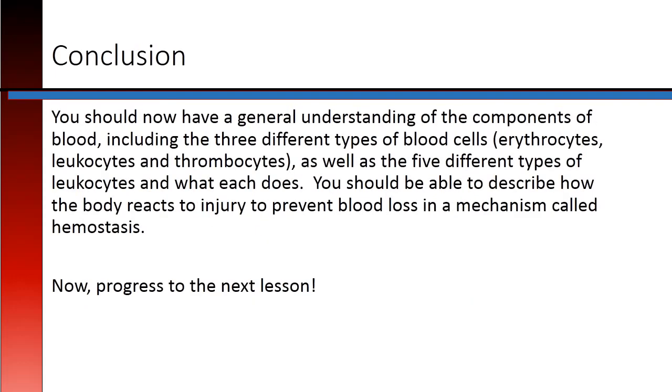Conclusion. You should now have a general understanding of the components of blood, including the 3 types of blood cells, erythrocytes, leukocytes, and thrombocytes, as well as the 5 different types of leukocytes and what each does. You should be able to describe how the body reacts to injury to prevent blood loss in a mechanism called hemostasis. Now, progress to the next lesson.